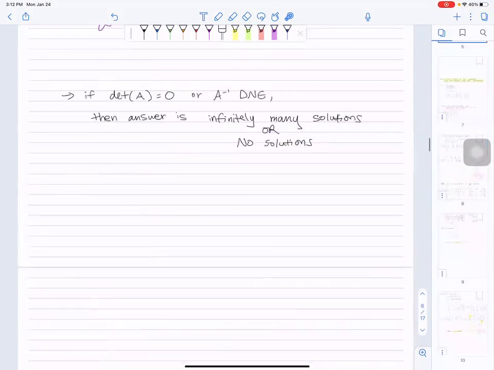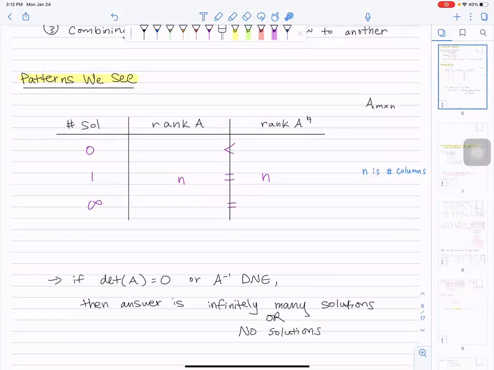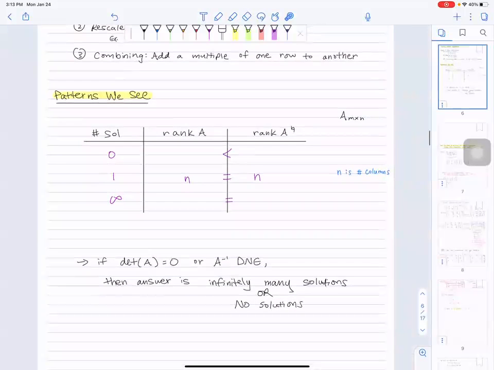So maybe updating our chart here, we just saw that if the rank of A equals the rank of augmented, then we had an infinite number of solutions, where the number that they're equal to is less than how many columns you have. But if it's exactly equal to how many columns you have, that's like the first example where we got 1 solution. Then the second example is where the rank of A was less than its augmented, so 0 solutions. Okay, any questions on that?